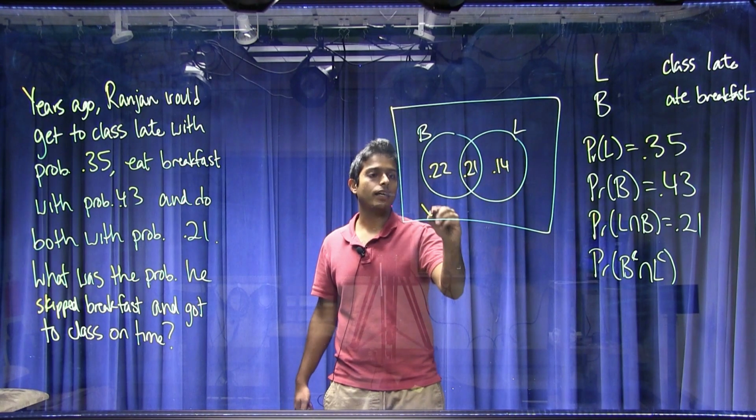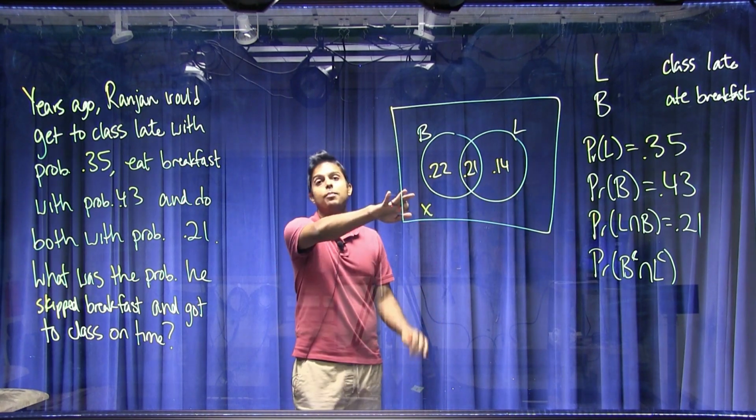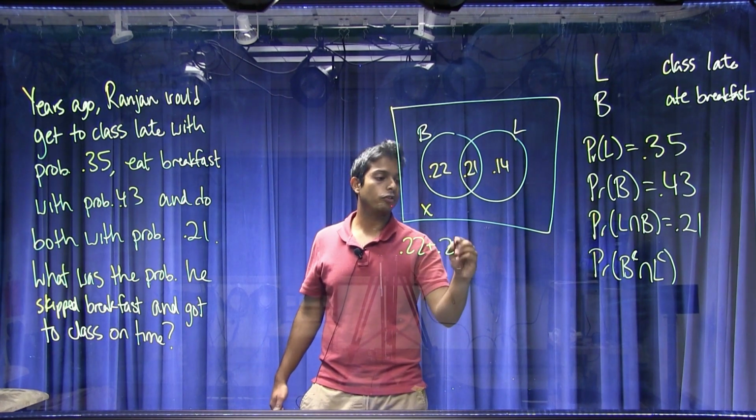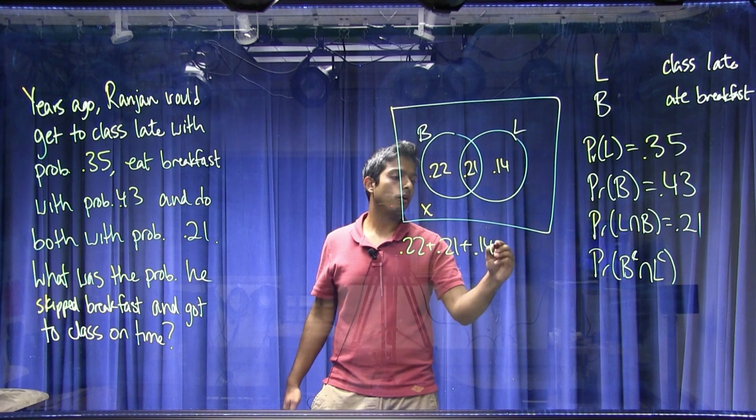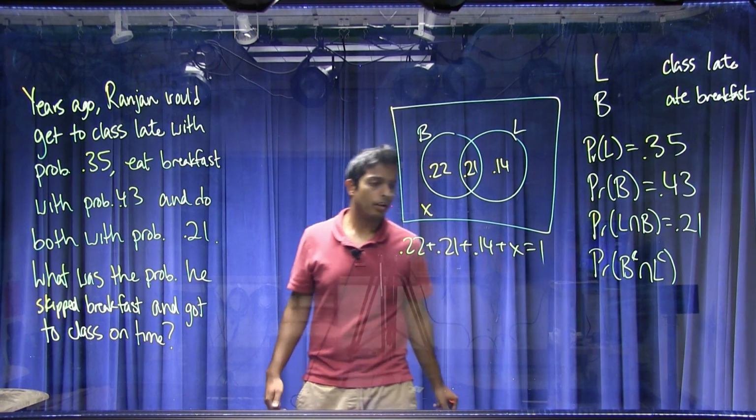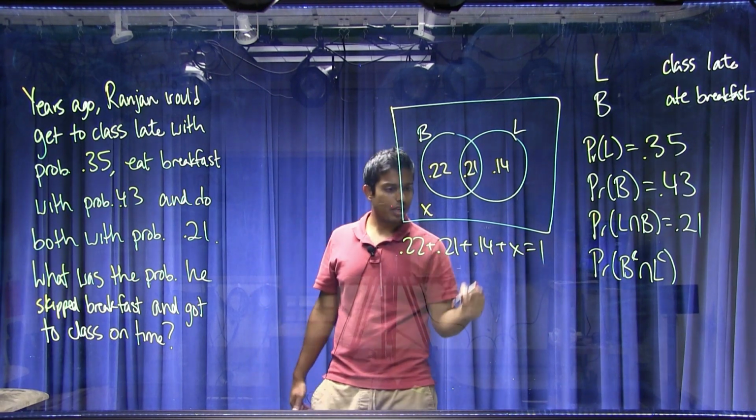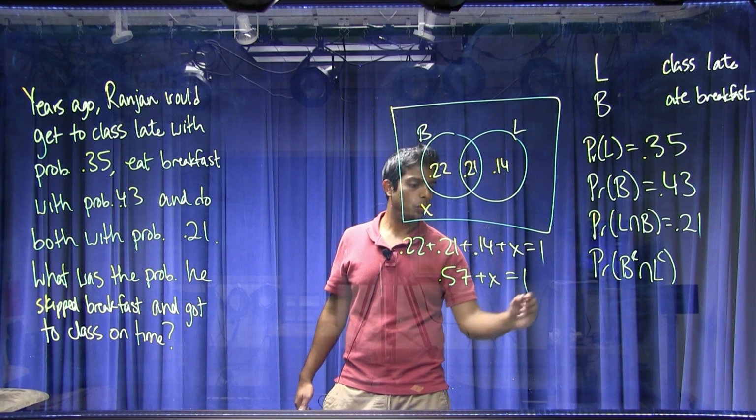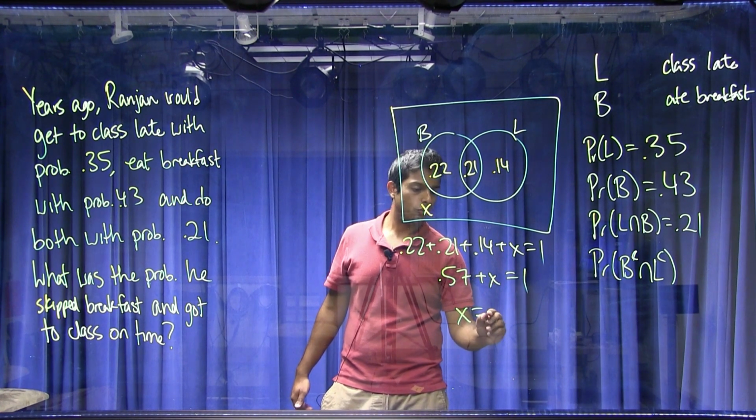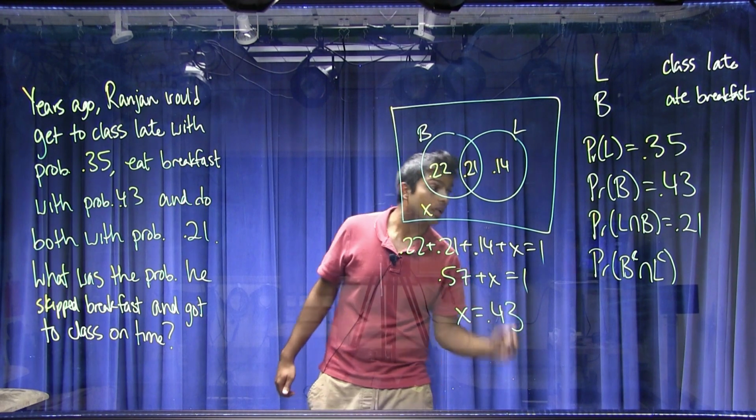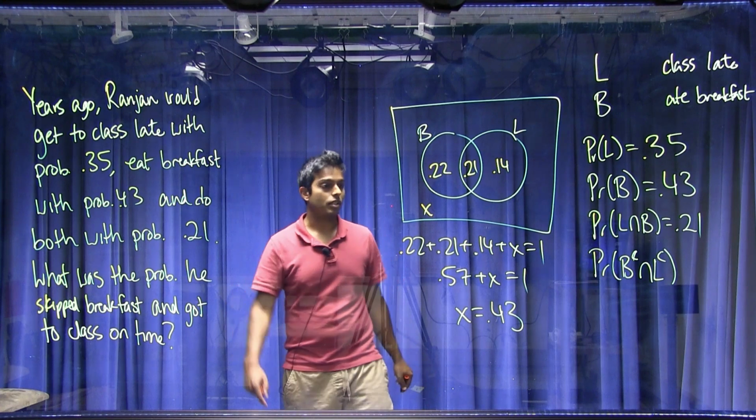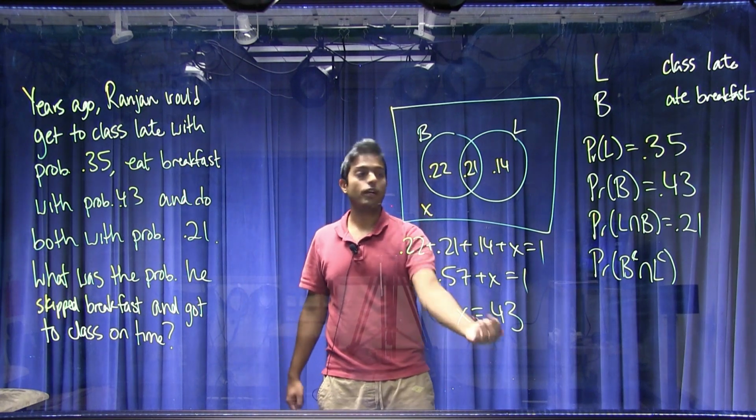So I can call it X, and we know that if I add up these four numbers, I should get 1. So 0.22 plus 0.21 plus 0.14 plus X is equal to 1. We do some algebra, so we get 0.57 plus X is equal to 1, where X is equal to 0.43. So the probability that I skipped breakfast and got to class on time is X, which we figured out to be 0.43.